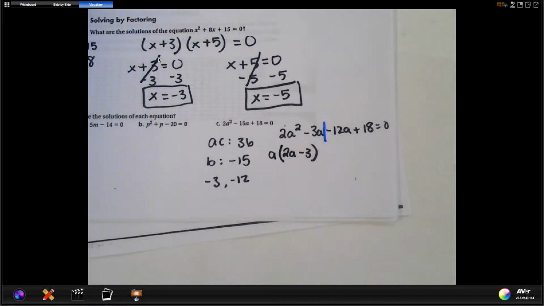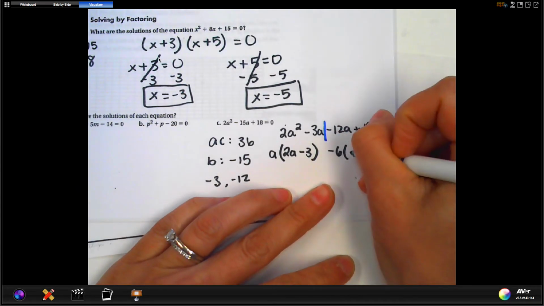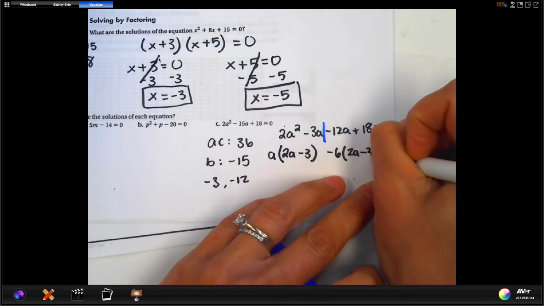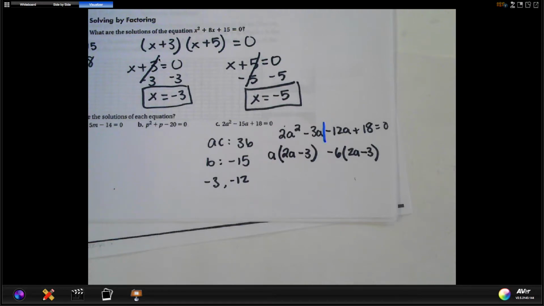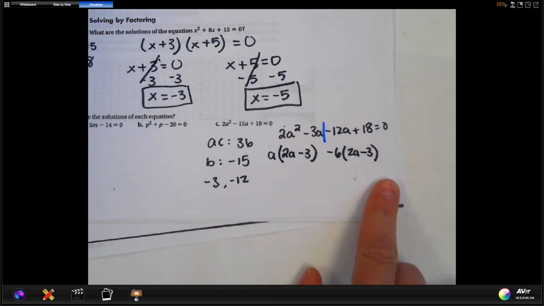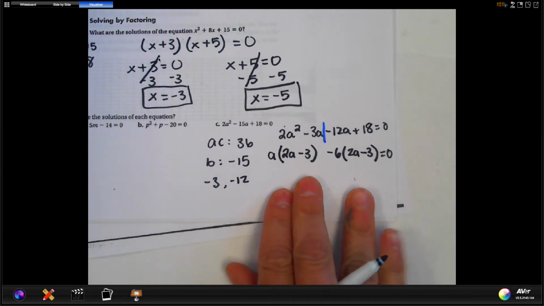Go ahead, Nathaniel. Negative 6. Negative 6. And then I'm left with 2a minus 3. If you had pulled out a positive 6, then we would have had a negative 2a and a positive 3, so we would have known that's not what we want. Equals 0. How do I now rewrite this?